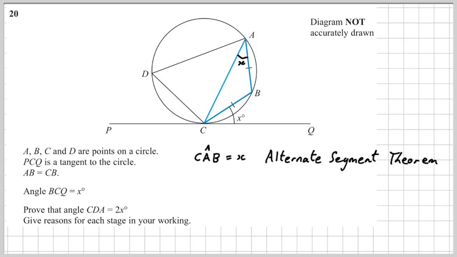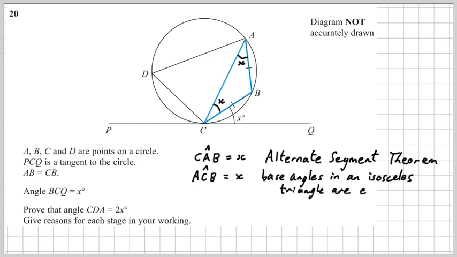We can then use the fact that it's an isosceles triangle to write that that angle there is x. Just give the reason for that as well. Don't just write isosceles triangle, you need to write this whole thing here. Base angles in an isosceles triangle are equal. You do need to say the base angles, because it's obviously not all three.